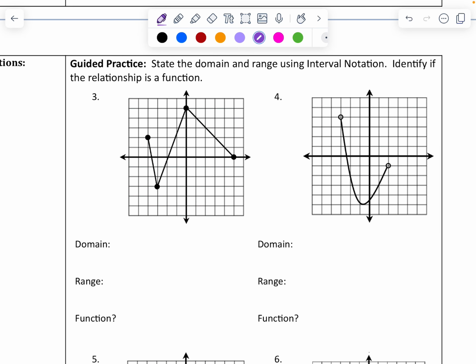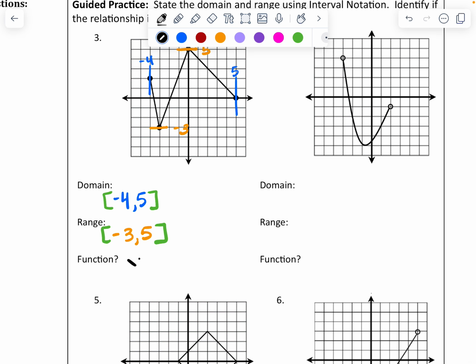Okay, let's look at number 3. The domain, the farthest left we can go is here. This is at -4. And the farthest right is here at 5. These are closed circles, so we use brackets. The lowest point of the graph is here. This is -3. And the highest point is here at +5. So -3 and 5. And again, these are brackets. This is a function. It would pass the vertical line test.